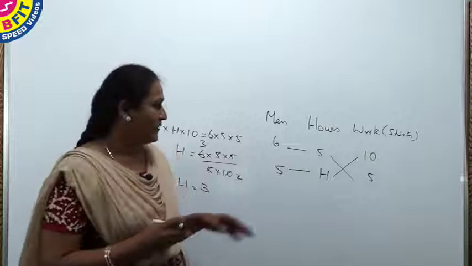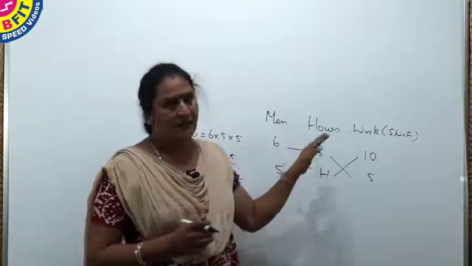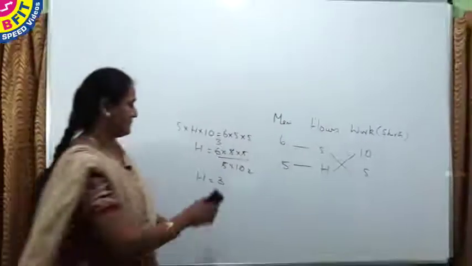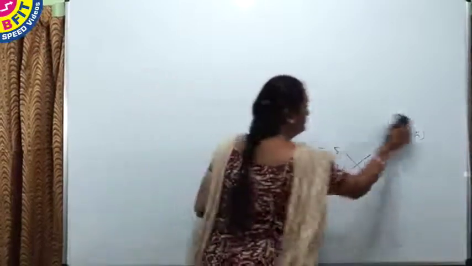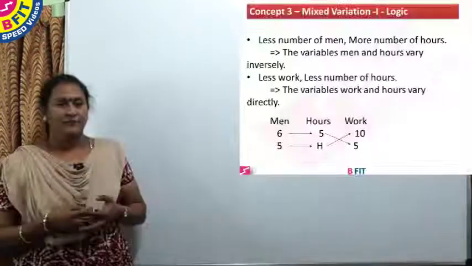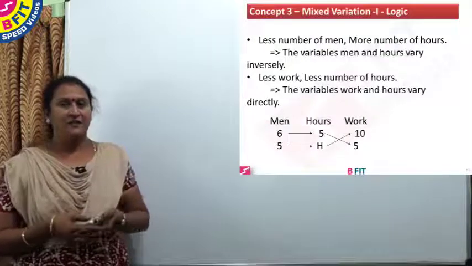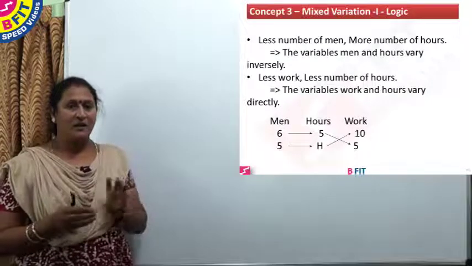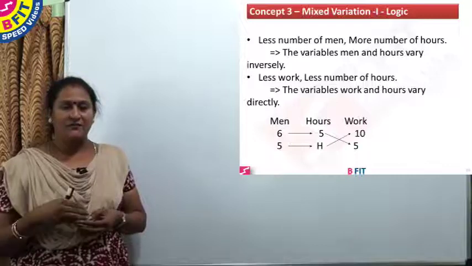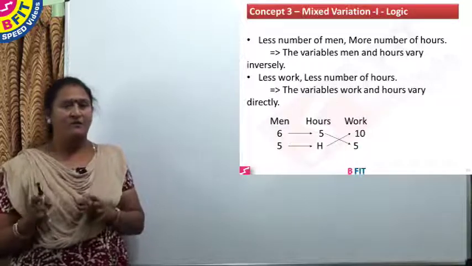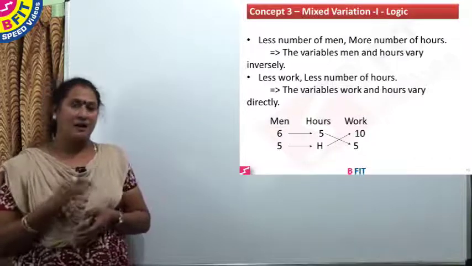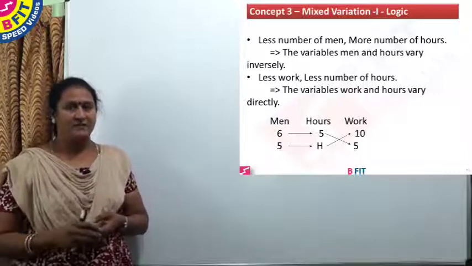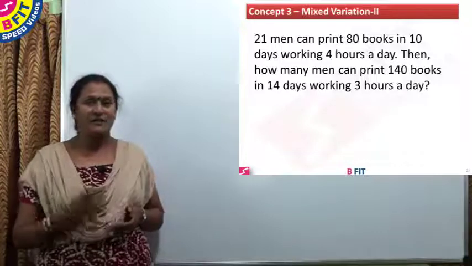So in this concept, we have both inverse and direct variations. So here the logic is, men, hours and work, we have 3 variables. Less number of men, they need more number of hours. So men and hours vary inversely, and for less work they need fewer hours. So hours and work vary directly, and by using the cross and parallel products, we found that 5 men need 3 hours to stitch 5 shirts. So we'll see the next example under mixed variation.